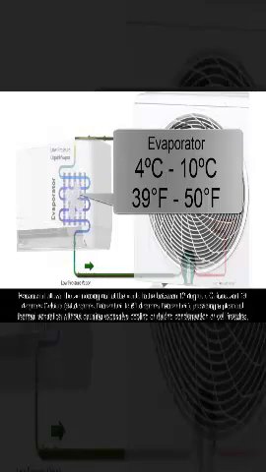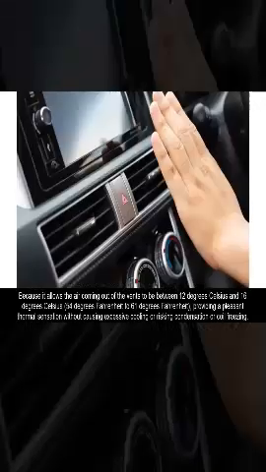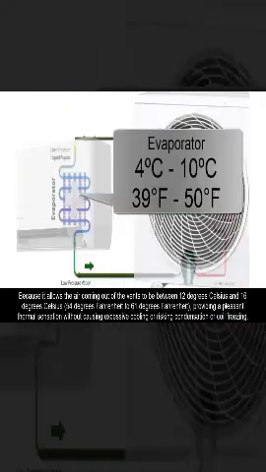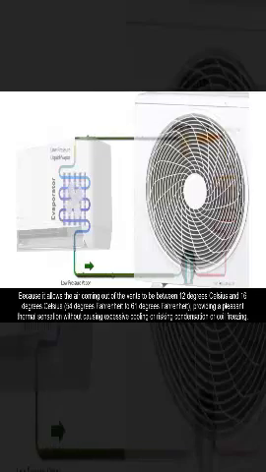Why this range? Because it allows the air coming out of the vents to be between 12 degrees Celsius and 16 degrees Celsius, 54 degrees Fahrenheit to 61 degrees Fahrenheit, providing a pleasant thermal sensation without causing excessive cooling or risking condensation or coil freezing.